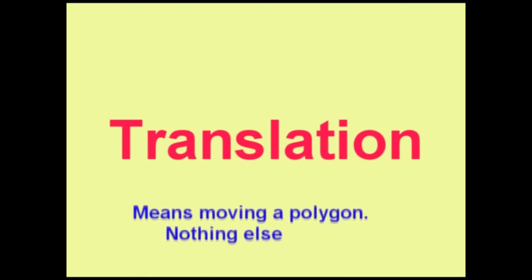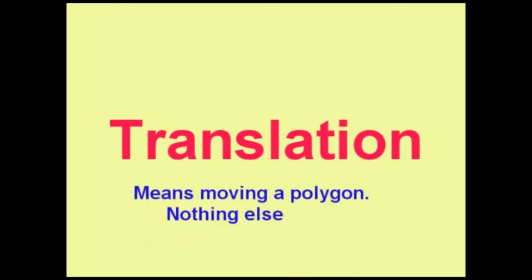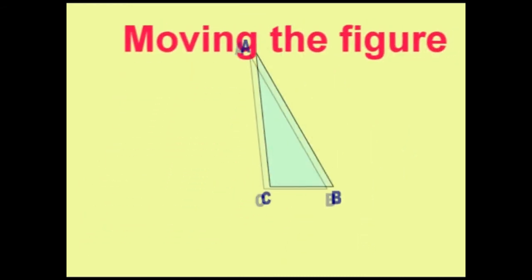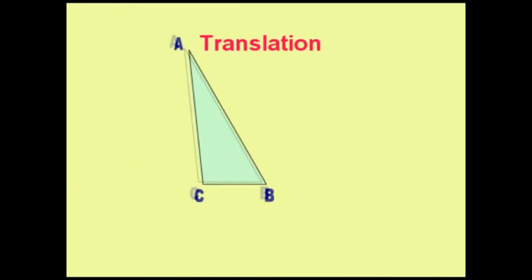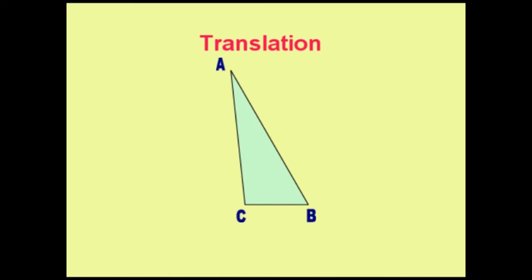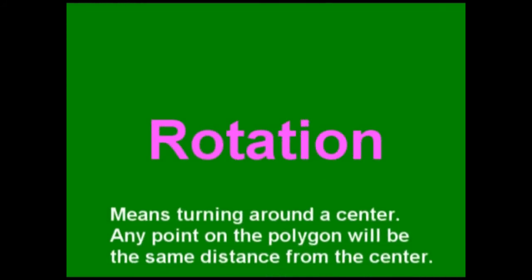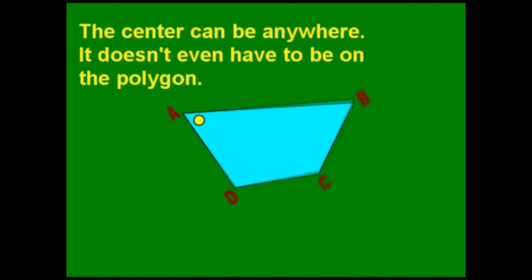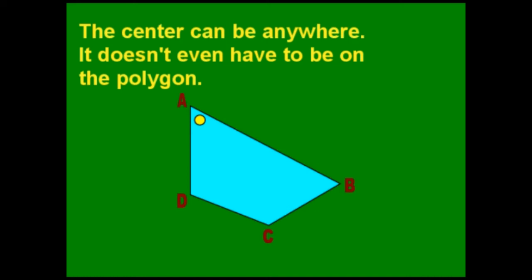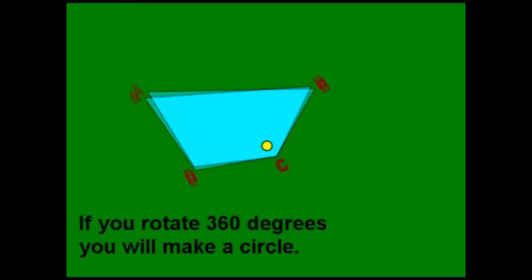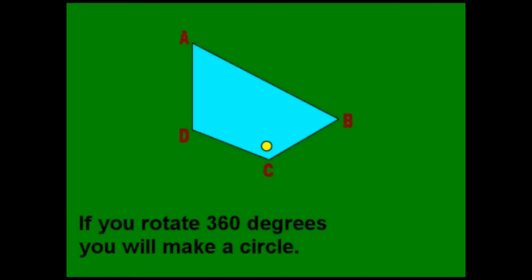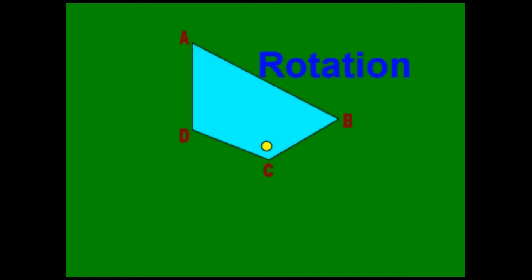Translation simply means moving a polygon, nothing else. See, we just move it. Rotation is when a figure is turned about a given point. The center can be anywhere. It doesn't even have to be on the polygon. If you rotate 360 degrees and follow any of the points on the polygon, they will make a circle.